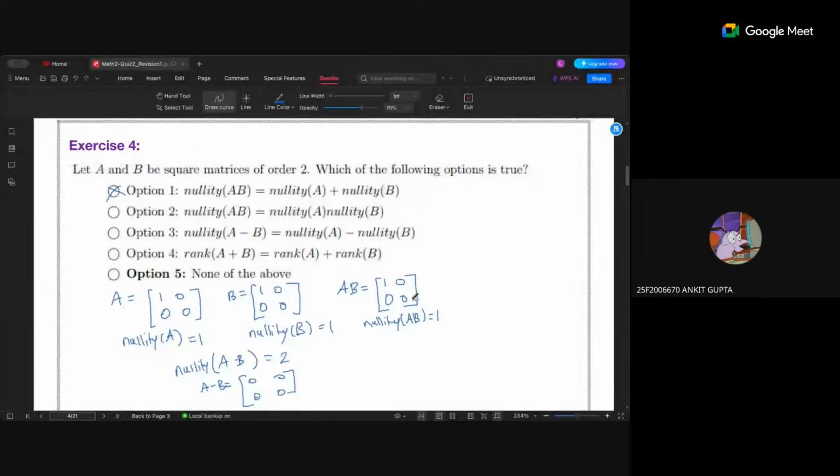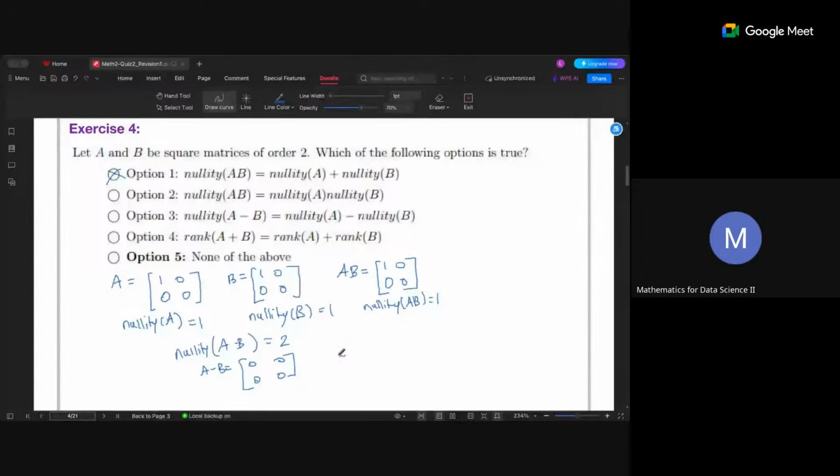Option 2 is also wrong because if one of the matrices has nullity equal to 2, then multiplying it, the nullity changes. I just said that this example is not suitable for option 2. Okay, good. So nullity of A minus B is equal to 2. Now, what is nullity of... please mute, if you're not talking, please mute.